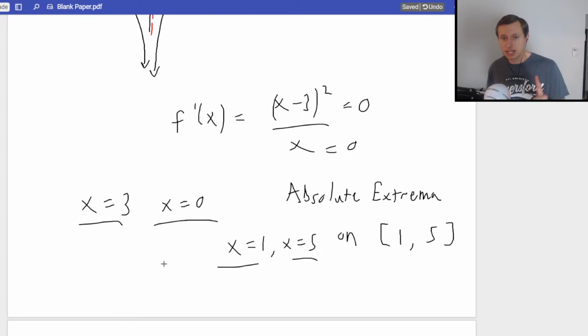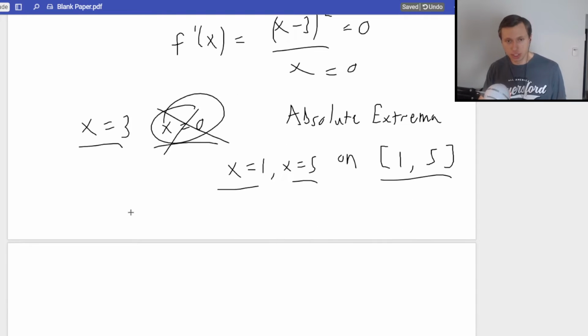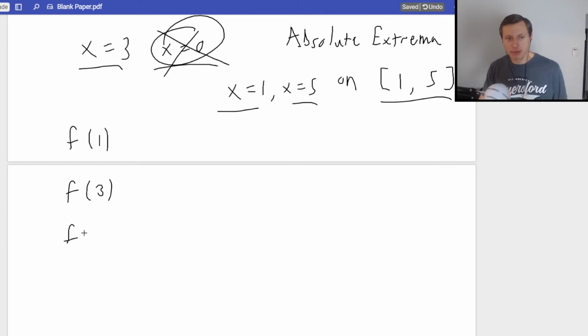Now, there's one last thing I need to say, and that is one of our critical points is out of bounds. What do I mean by that? Well, my bounds were from 1 to 5, and 0 is outside of my bounds. So what do I do with that? I ignore it. So really, I only need to plug 3 points into the original function. I'd plug in f of 1, f of 3, and f of 5, and whichever one's the highest, that's the absolute maximum. Whichever one's the lowest, that's the absolute minimum. And remember, you need to give the x value and the y value for these types of problems.